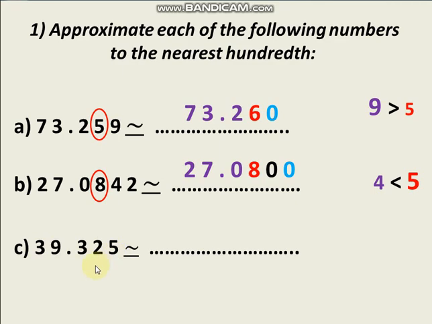Letter C, 39.325. Approximate to the nearest hundredths. Put a circle around the hundredths. The hundredth here is 2. Look at the right. 5. We said before, if the digit is equal to 5 or more, replace it by 0 and add 1 to the hundredths. So 2 will be 3 and 5 will be 0 and keep the other digits as they are. The result will be 39.330.